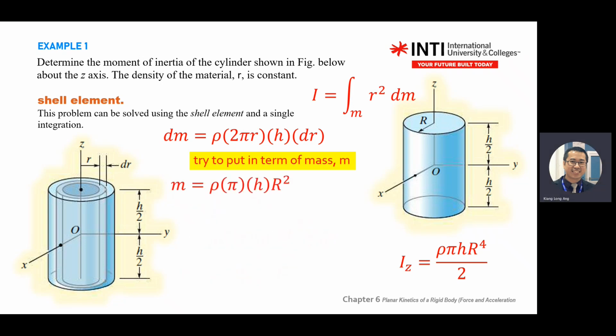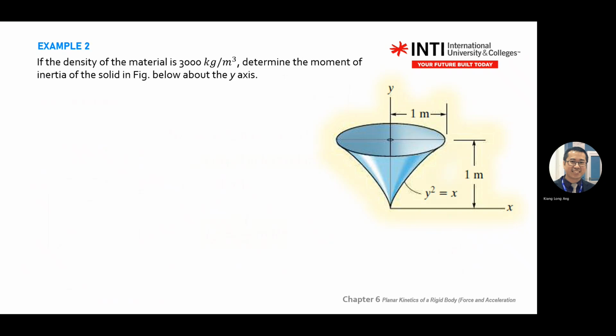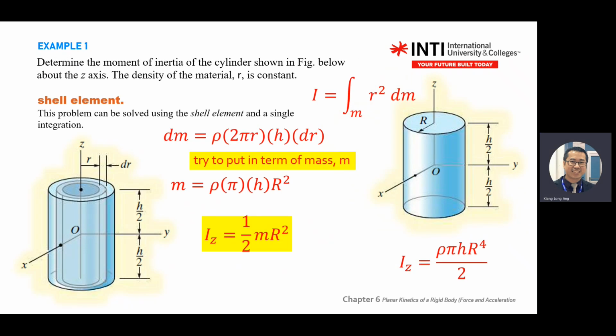So your m equals this one, and the Iz you derived just now is rho pi h r power 4 divided by 2. You get m equal to this term, rho pi h r square. So this simplifies in the mass term. You get the second moment about z equal to half m r square. You see this equation in the standard chart that you see in the final exam. Okay, so this is along the axis.